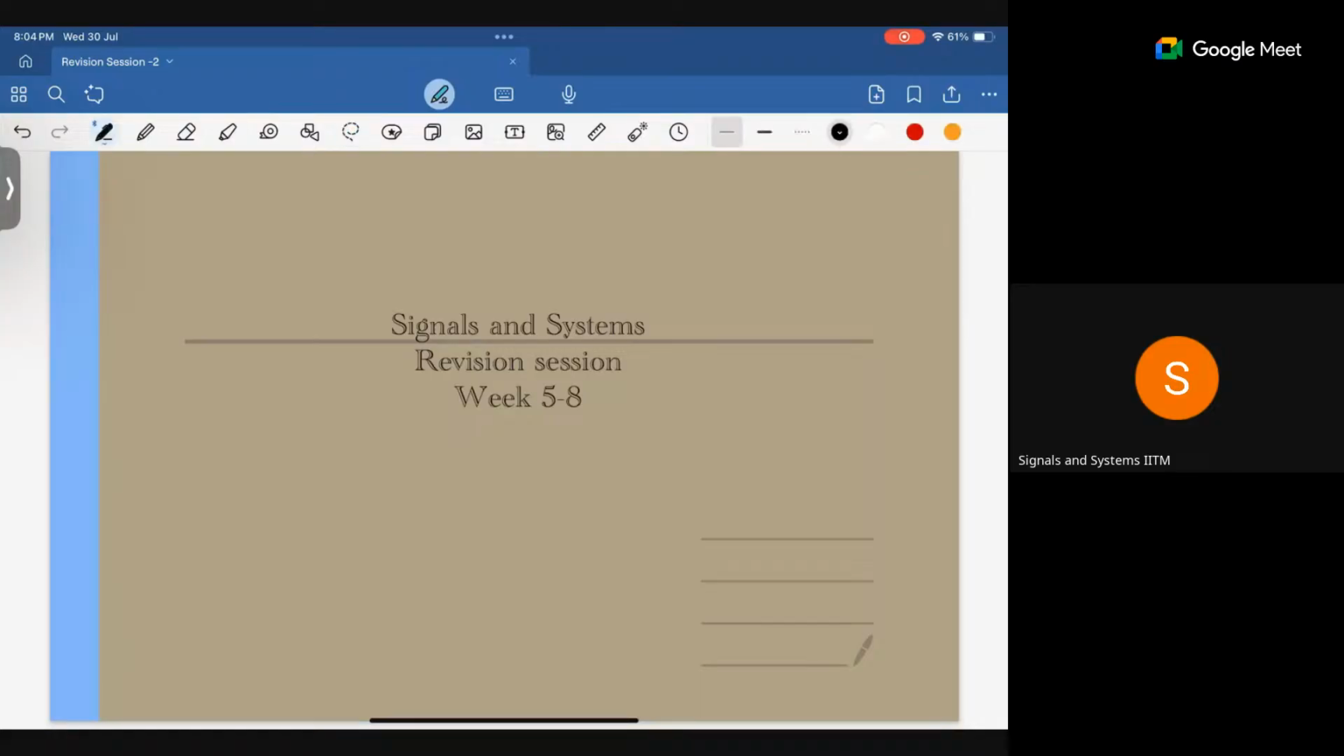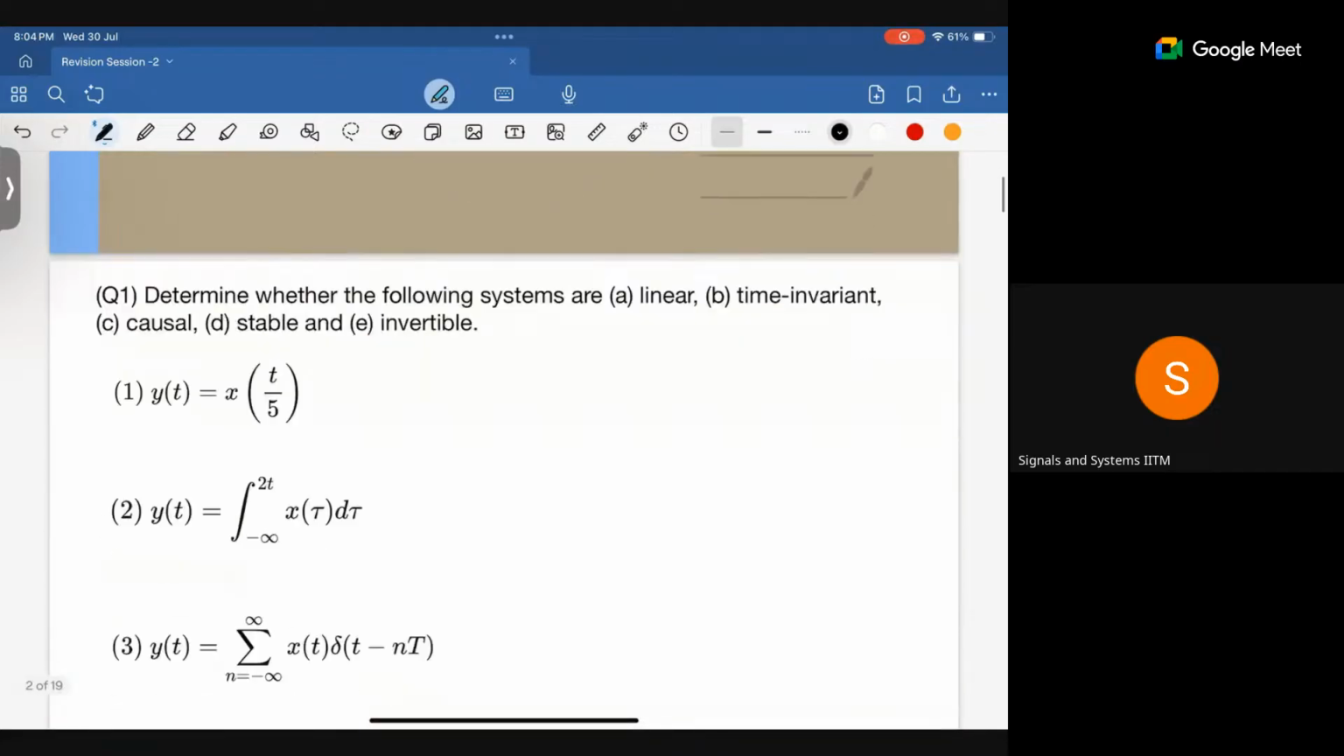As this is a revision session, I'm not going to sit and discuss the theory or the proof, or spend too much time on that. Rather, we'll take up problems and try to solve them. If any theory is required, we will just quickly recall the theory and get back to the problem. Okay, so with that, let us start with week 5.